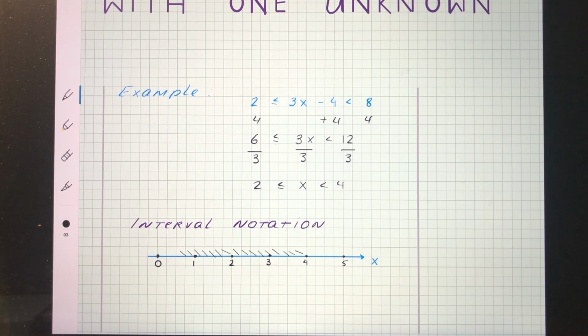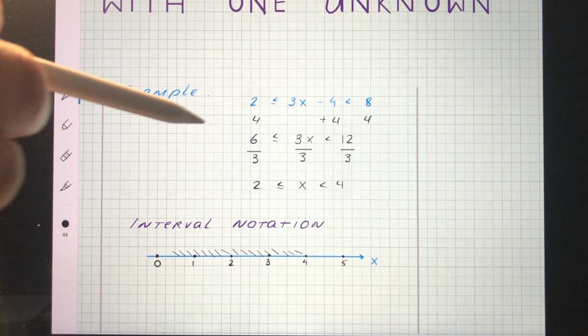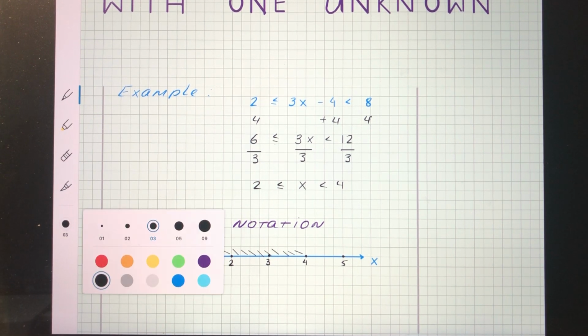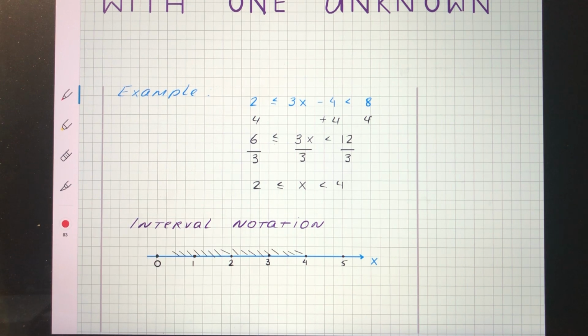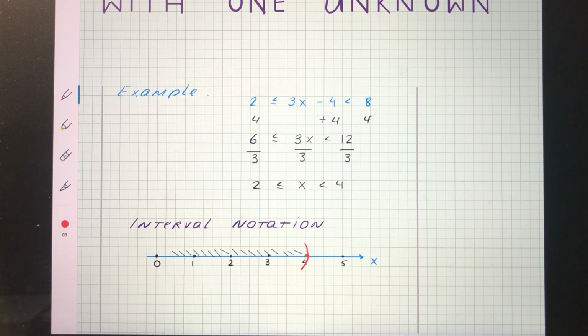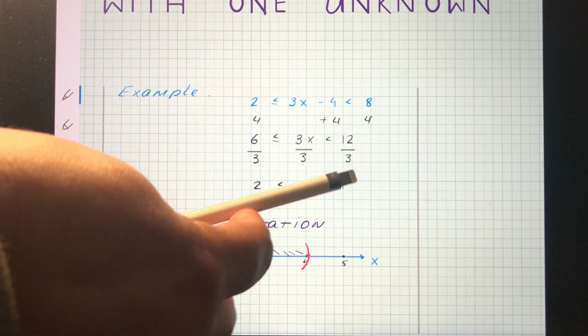And in interval notation, because we do not have an equal sign, the 4 will get a parenthesis as opposed to a bracket. So let's put a parenthesis here, right at the 4.